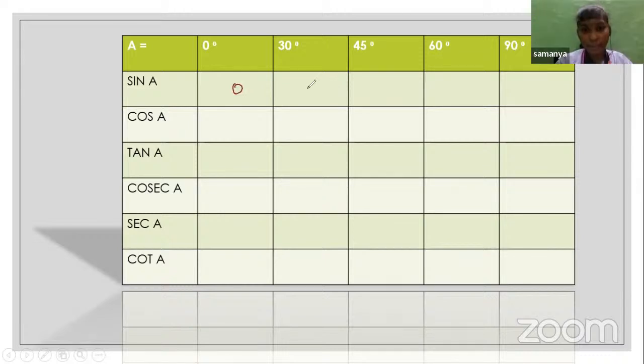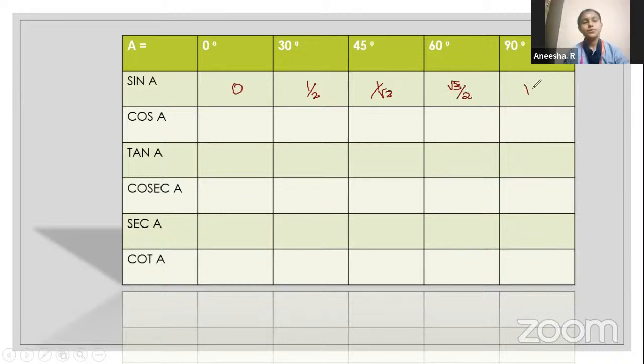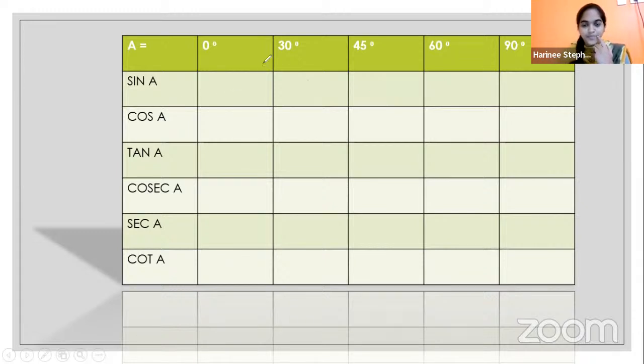0. 1 by 2. 1 by root 2. Root 3 by 2. Root 3 by 1. So how did you remember? Do you know the trick or shall I share the trick with you people?